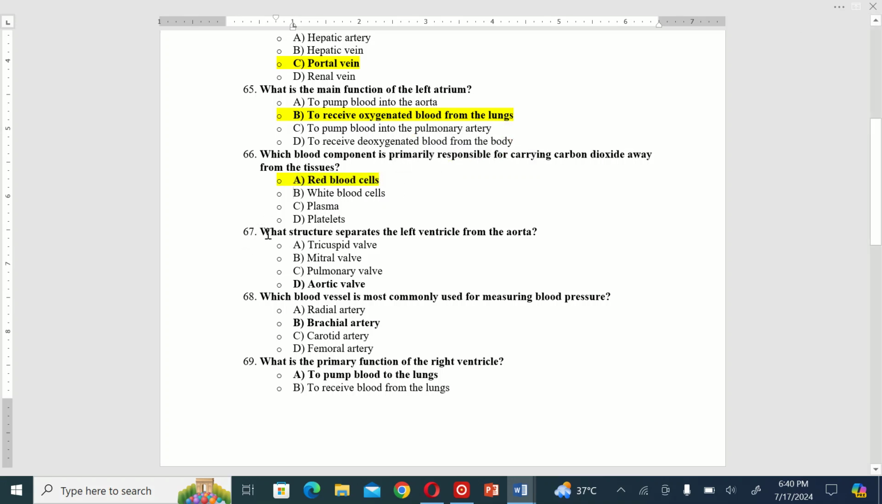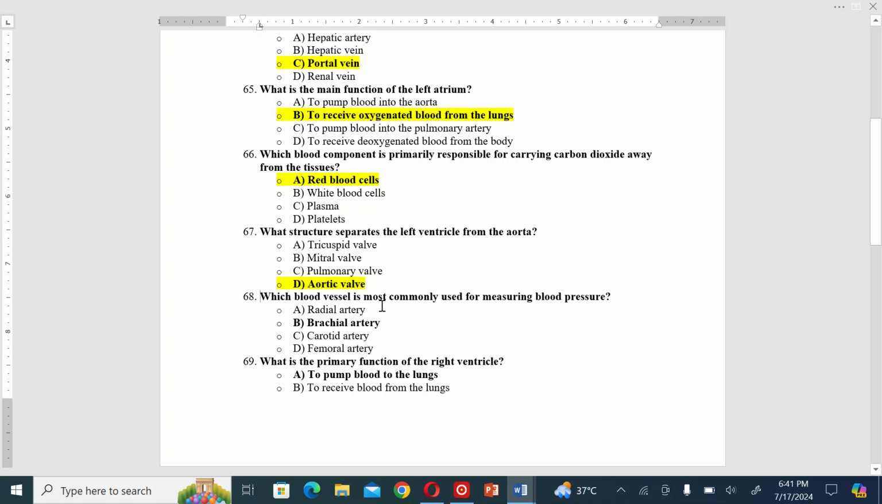The next MCQ is: what structure separates the left ventricle from the aorta? A. Tricuspid valve. B. Mitral valve. C. Pulmonary valve. D. Aortic valve. So the correct option is D.